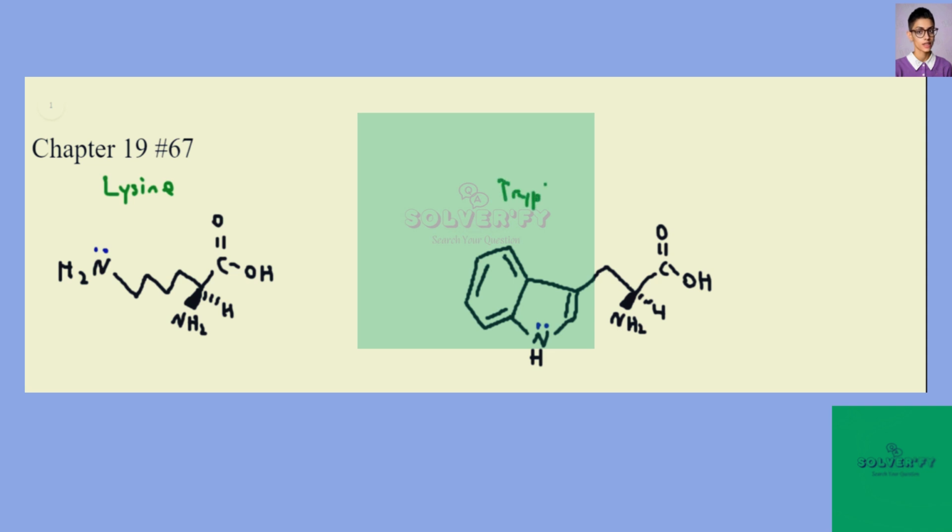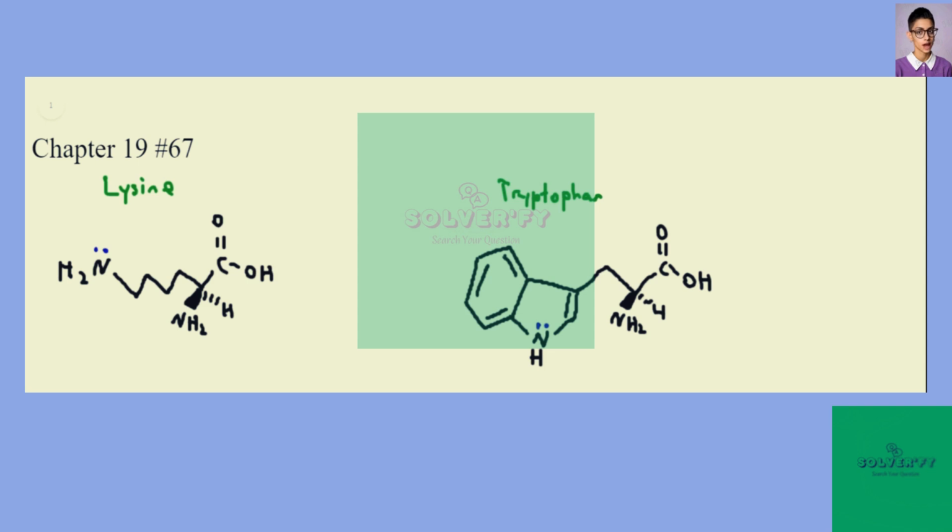And so I've drawn lysine and tryptophan here. I guess I should maybe label them. So this one on the left is lysine, and on the right is tryptophan. Actually, is it a pH? It is. Okay. So lysine and tryptophan.